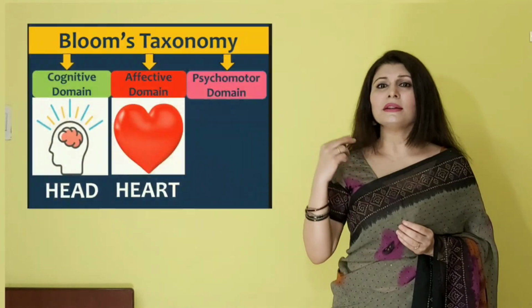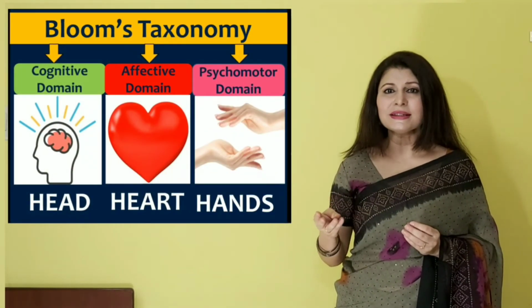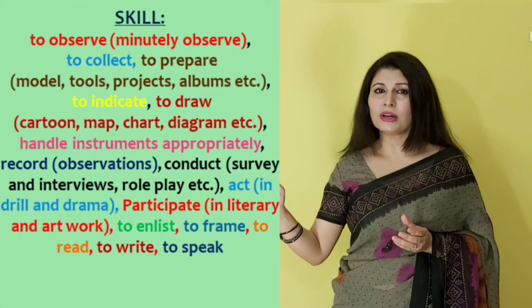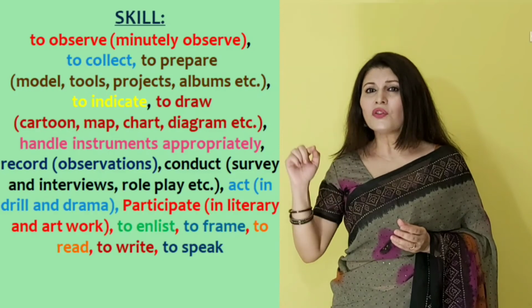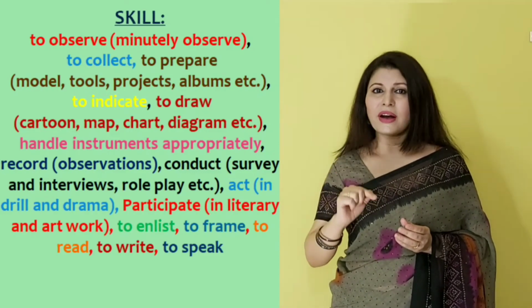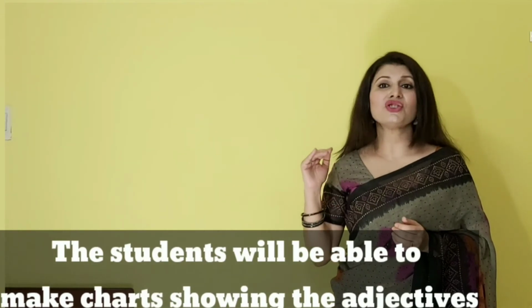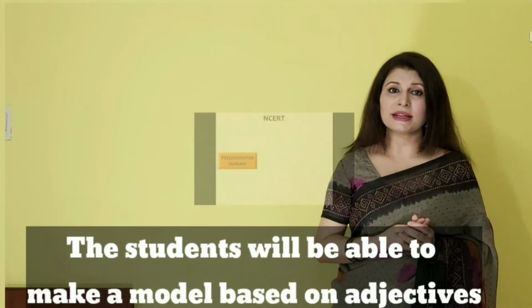Now only the psychomotor domain is left. It is related to motor skills or physical activities of the students. Just write skill over here and you can use these action words to frame your objectives. So here for this topic, you can write the objectives such as the students will be able to make charts showing the adjectives, or the students will be able to make a model based on adjectives.